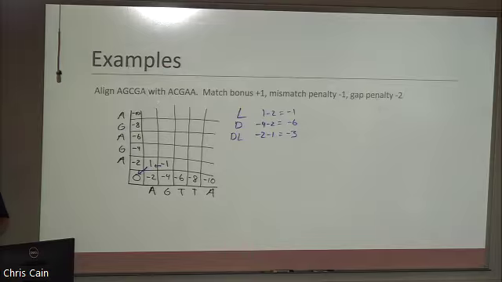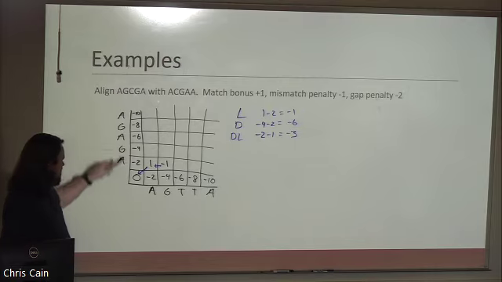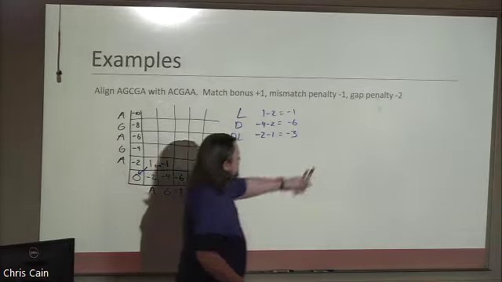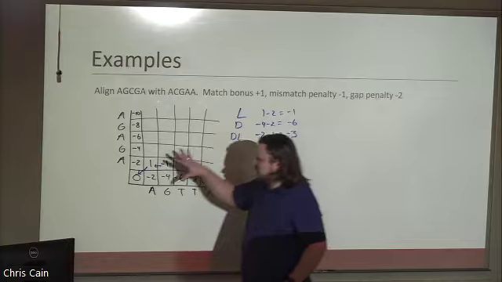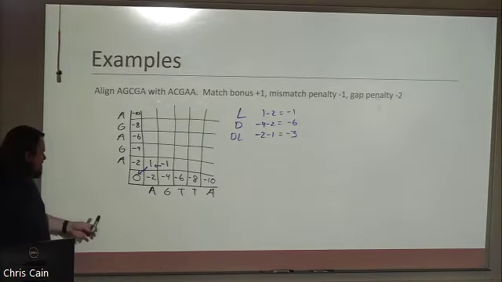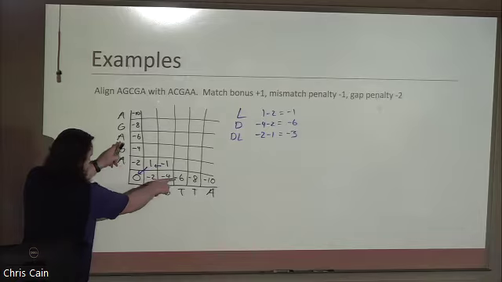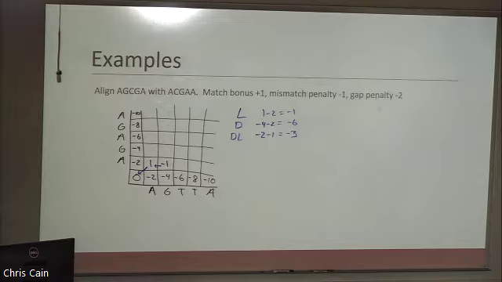There's a good question in chat that I want to address, asking whether this initial row and this initial column will always be -2, -4, -6, etc. It comes from the gap penalty here, this -2. So it's going to be the row or column number times that gap penalty. So this is column 0, row 0. As we go out, it's just multiplying the gap penalty by whichever row or column we're in.